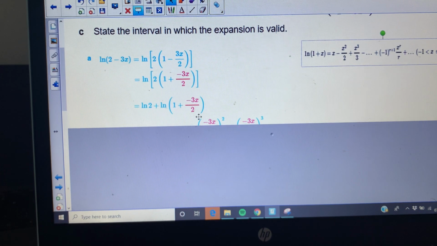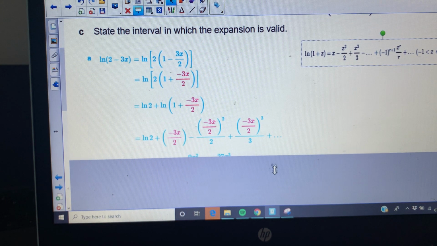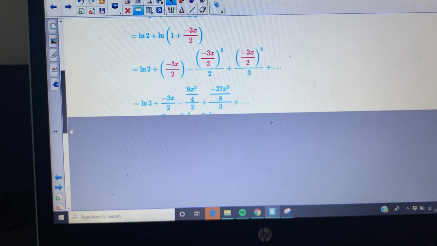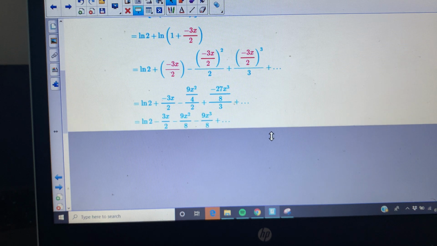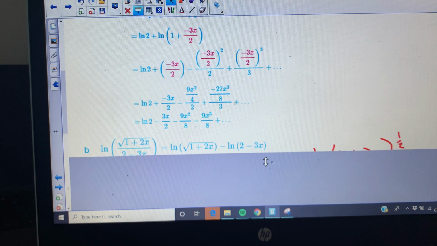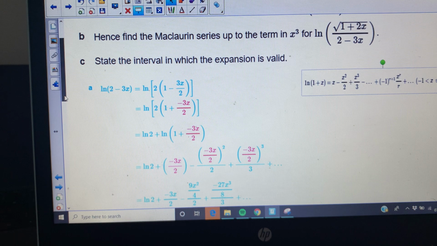You're then substituting, so your ln 2 is now your first term. Substitute -3/2 x into this expansion. And now all you're doing is a bit of simplifying. Make sure you can see what we're doing there. Okay, now part B, it then asks you to find the Maclaurin series up to x cubed for this.